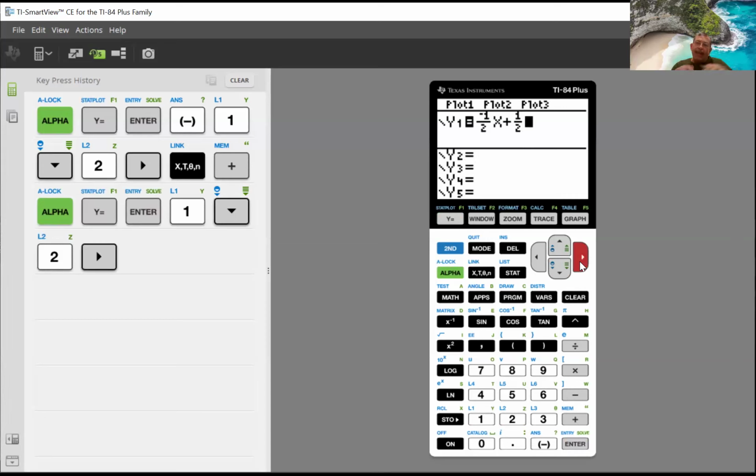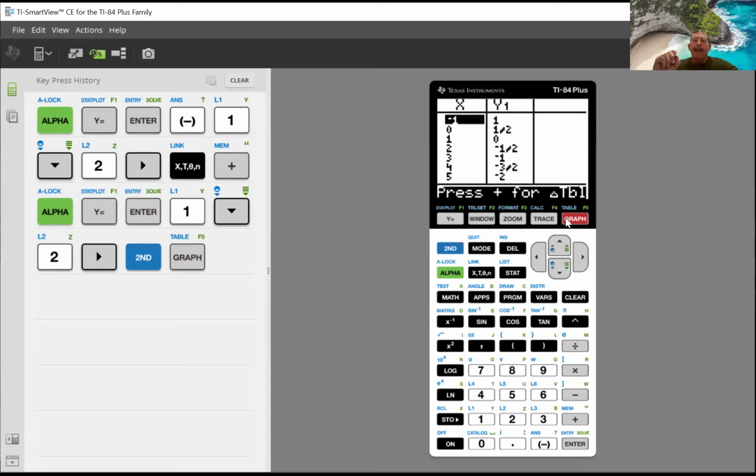All right, y'all. So we got it in y equals. Let me show you the table here, because the table you can pick out nice numbers. So let me hit second graph to get that table. So look, I could have used negative 1, 1, 1, 0, which is one that we had.